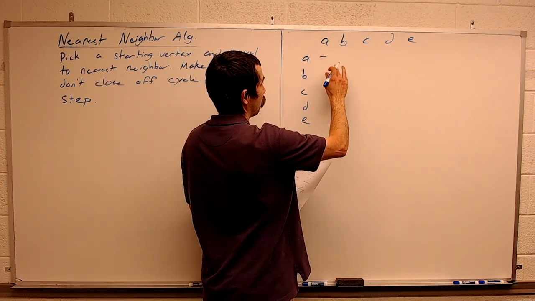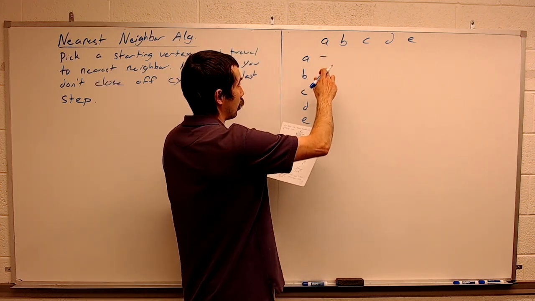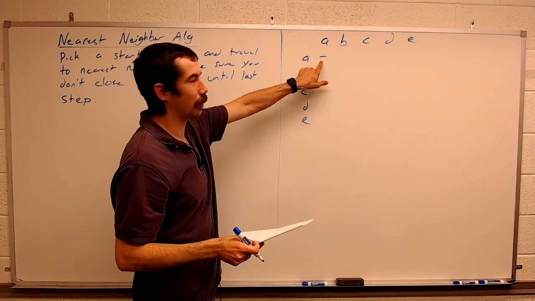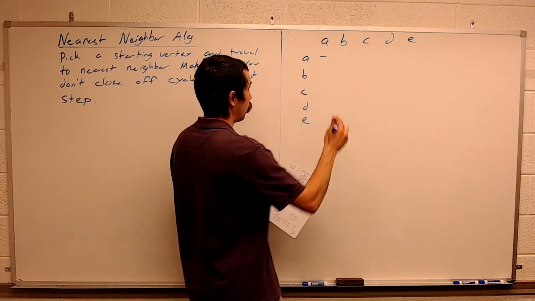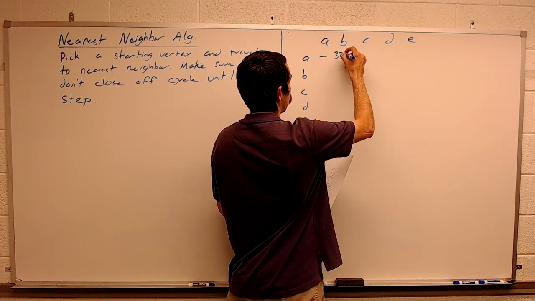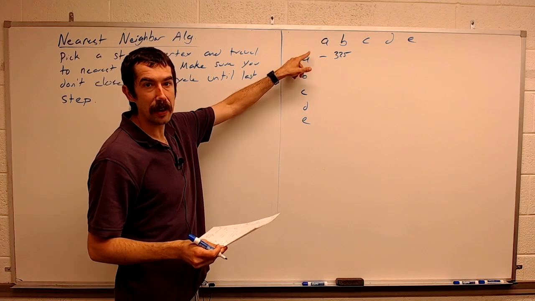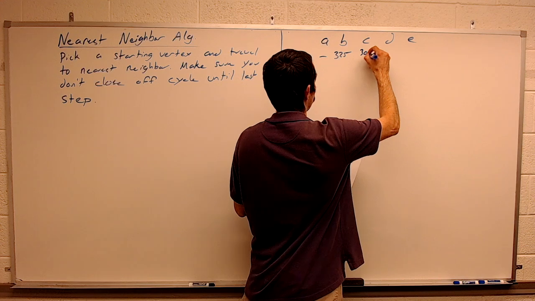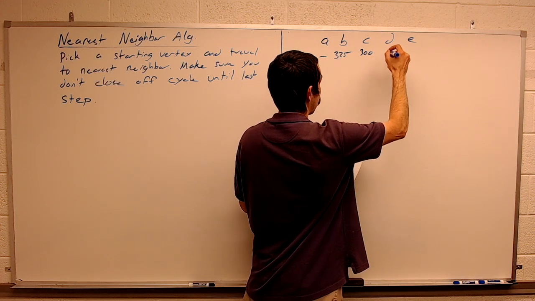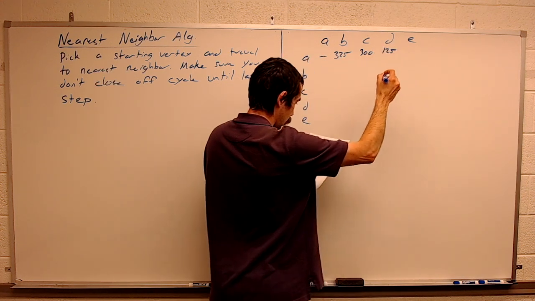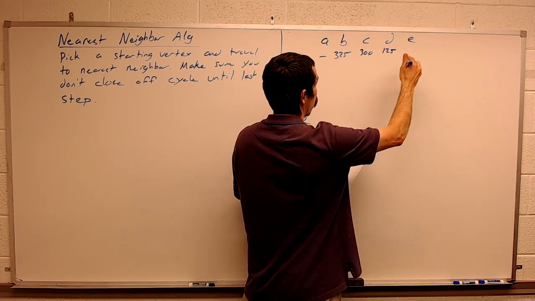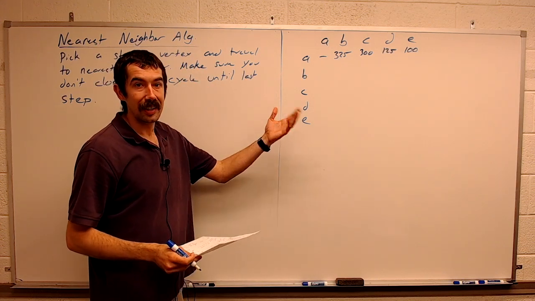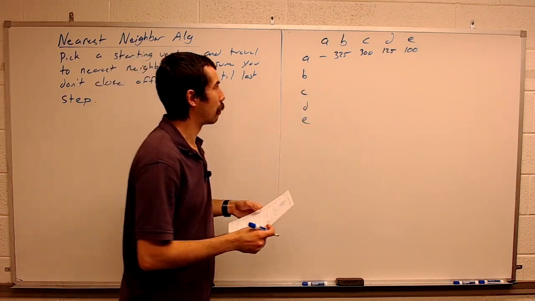And we really only care about the top part of it. These entries will tell us the weight of the edge between them. So there's no edge between A and A, so I just put a dash. But 325. So that tells us the AB edge has weight 325, 300, 125, and 100. This is symmetric, so I could put 325 here, but I'm not going to bother.